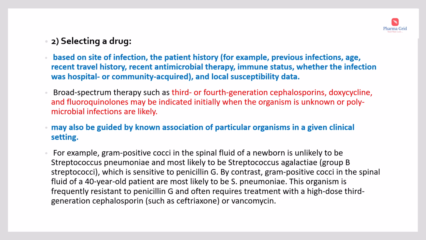Here the causative organism, or most likely the etiology, will be Streptococcus pneumoniae. This organism is frequently resistant to penicillin G. In this case, we cannot use penicillin G. The particular patient requires treatment with a high dose third generation cephalosporin such as ceftriaxone or vancomycin. So this is the difference.